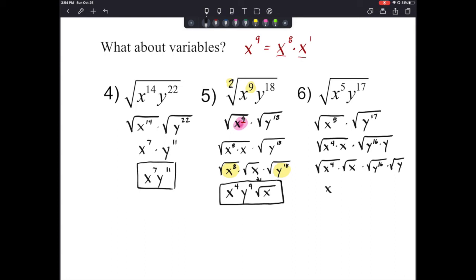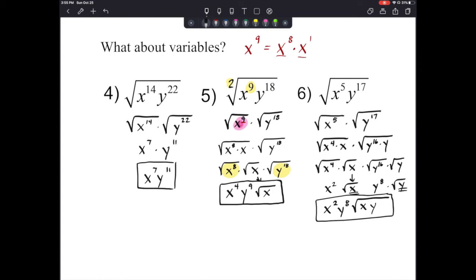This is going to give us an x squared. This is going to give us a y to the 8th. A lot of people mess up and put y to the 4th there. It's y to the 8th. And then these don't break down, so we're going to say times the square root of x and times the square root of y. The last part, let's just put it all together. Put the things that are outside together, so we have x squared, y to the 8th. And then on the inside of our square root, we're going to put the x and then the y. And that is our answer.